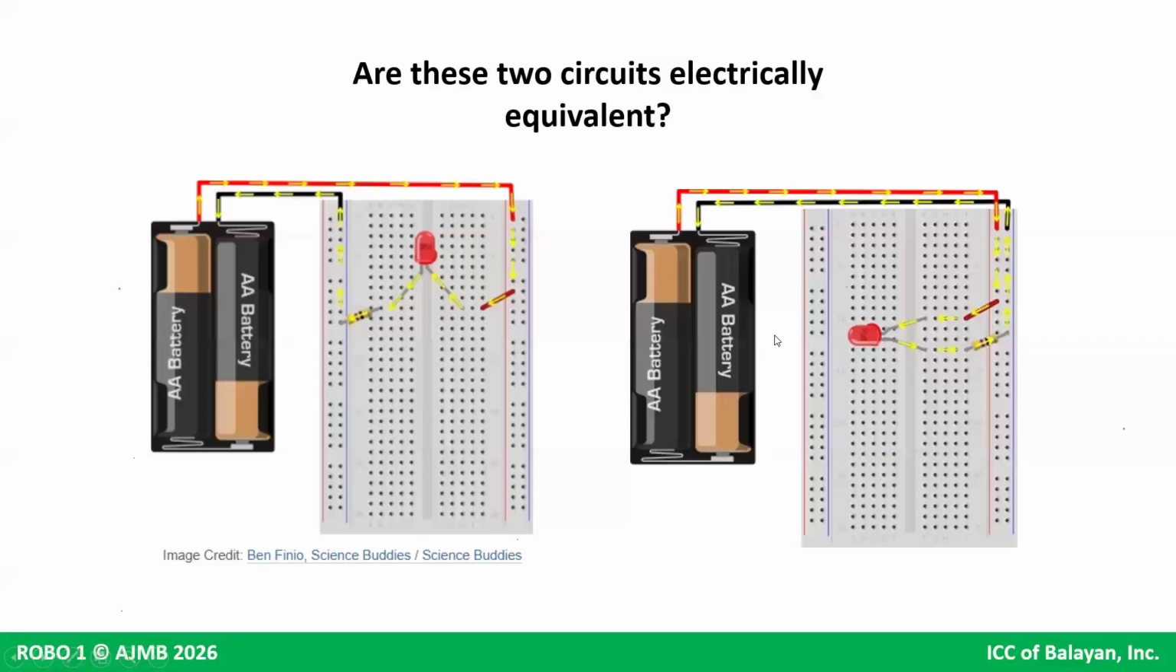Okay, so yes, although they don't look the same, they have the same electrical connections. So your circuit might not look exactly the same as your classmates', but as long as you are doing the right connections with the terminals, that's okay.